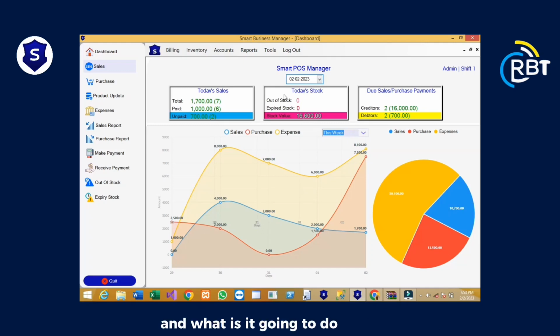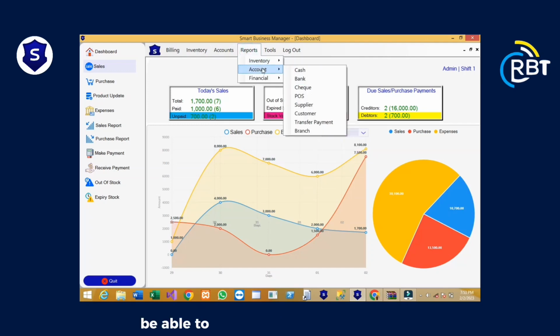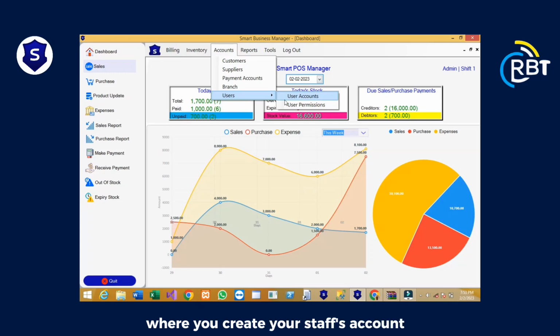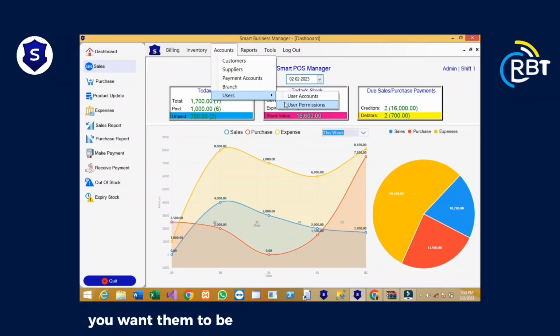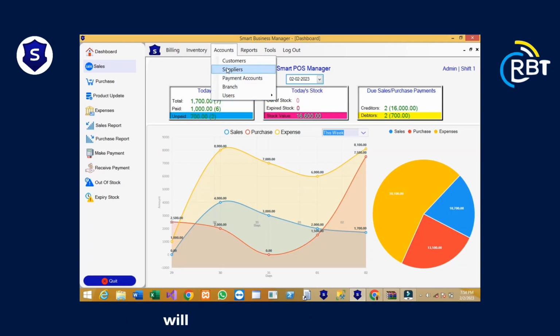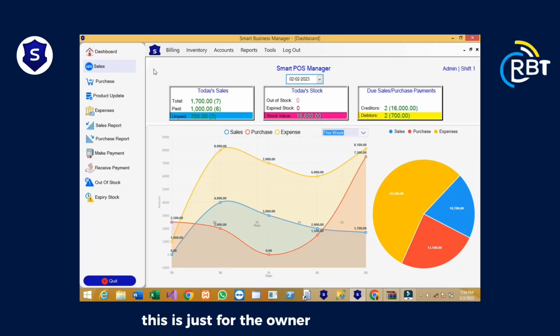And what is it going to do for you? At the end of the day, all you need to do is be able to look at reports, be able to understand different reports. Don't worry about your staff. Your staff is well managed, well taken care of here, where you create your staff's accounts and you give them the permissions on what aspects you want them to be able to handle in your business, right? You're going to give them such authority to manage each aspect of your business, while you as the owner of the business will have full access to everything. You'll be able to see this dashboard. This is just for the owner of the business.